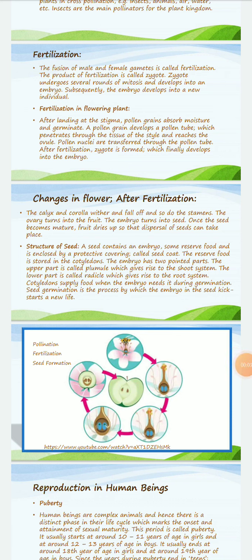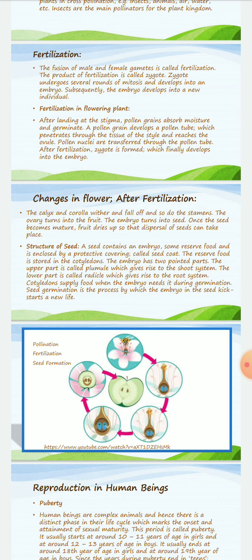So we had discussed in the last class about fertilization, how fertilization happens with the help of the gamete formations, and pollination, cross pollination or self pollination, how does it happen. So what are the changes that happen after fertilization?